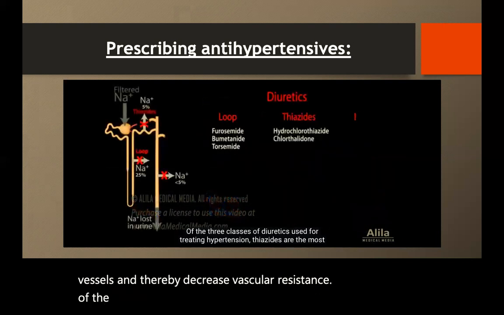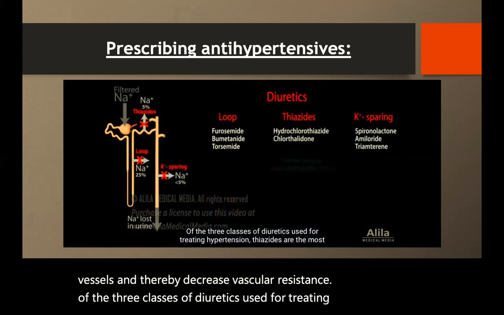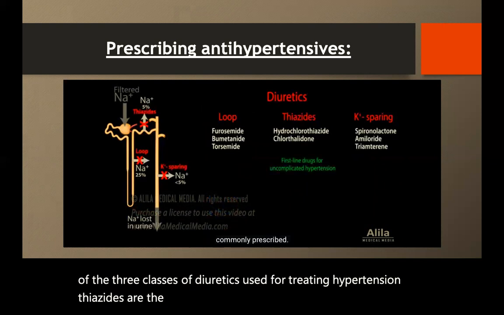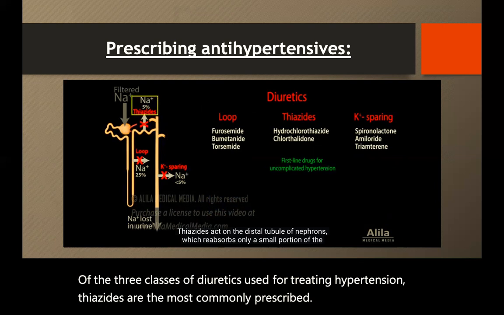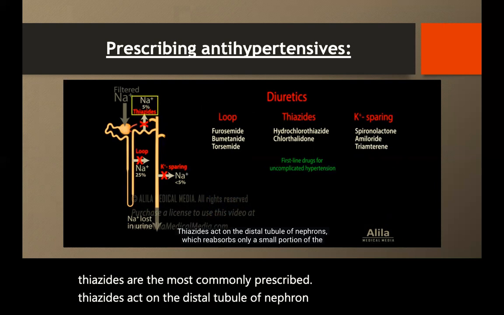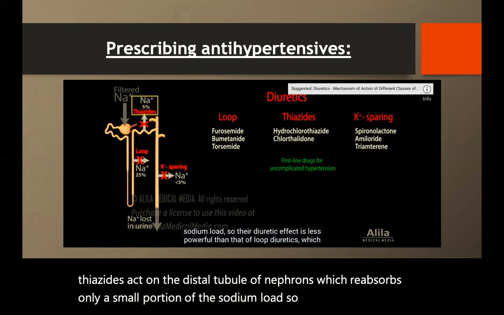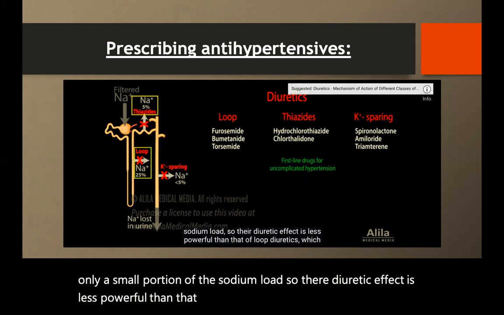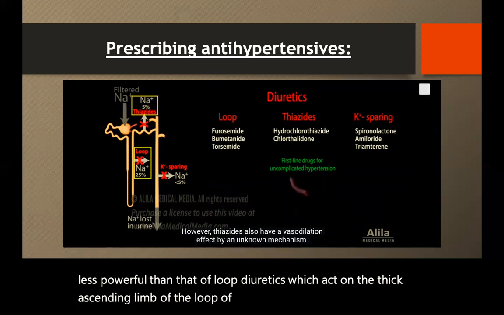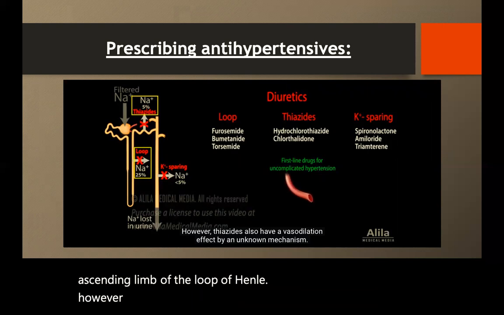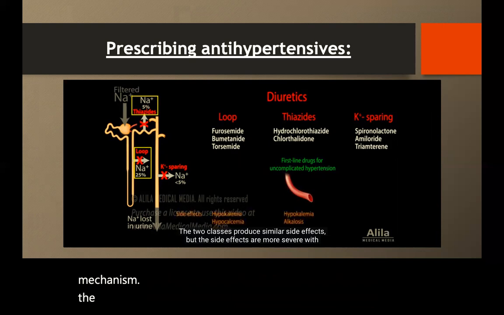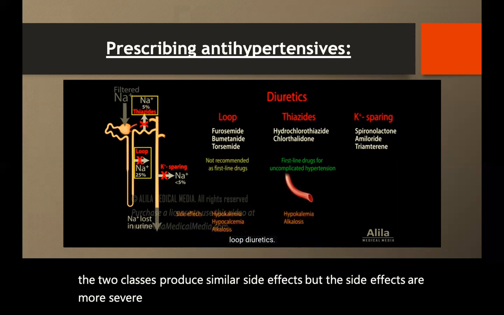Of the three classes of diuretics used for treating hypertension, thiazides are the most commonly prescribed. Thiazides act on the distal tubule of nephrons, which reabsorbs only a small portion of the sodium load, so their diuretic effect is less powerful than that of loop diuretics, which act on the thick ascending limb of the loop of Henle. However, thiazides also have a vasodilation effect by an unknown mechanism. The two classes produce similar side effects, but the side effects are more severe with loop diuretics.